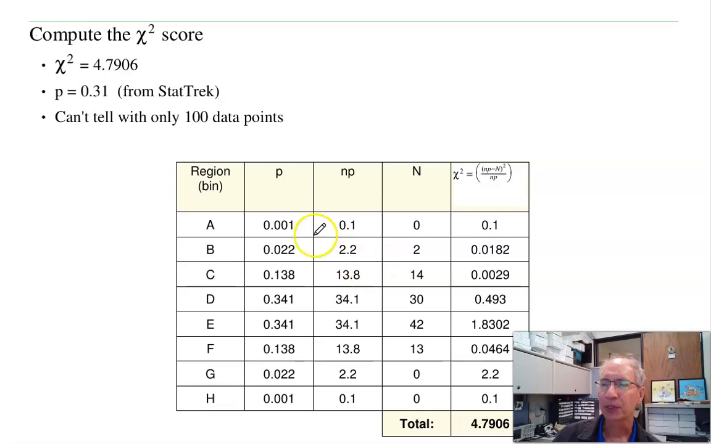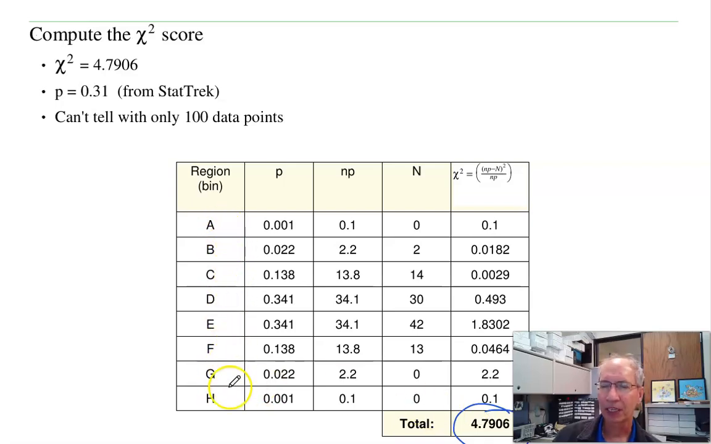That sets up your table. So here's the probability of each region, n times p, n, difference squared divided by np, difference squared divided by np, add them all up, get my chi-squared value. Once I have the chi-squared value, convert that to a probability using StatTrack or a chi-square table.